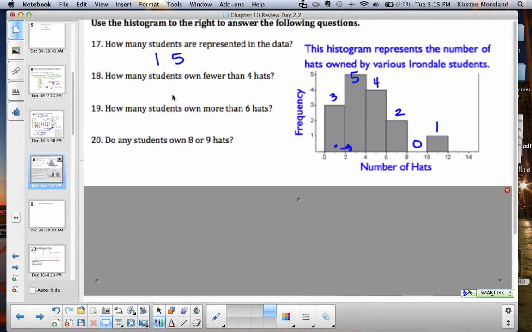How many students own fewer than 4 hats? So that would be anything this way. So that would be a total of 8. How many students own more than 6?